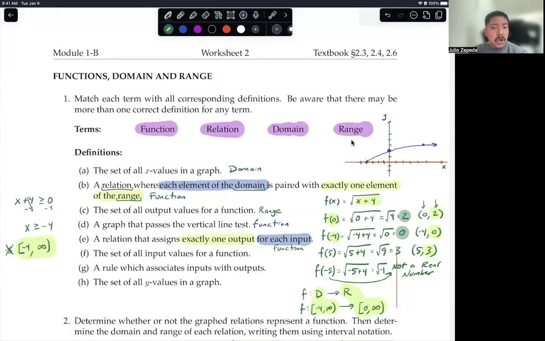The set of all input values for a function, the inputs that we looked at earlier, here 0, -4, 5, these input values that we input into the function, these are elements of the domain. So the set of all input values is the domain.